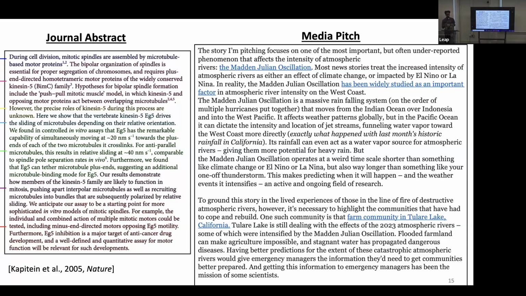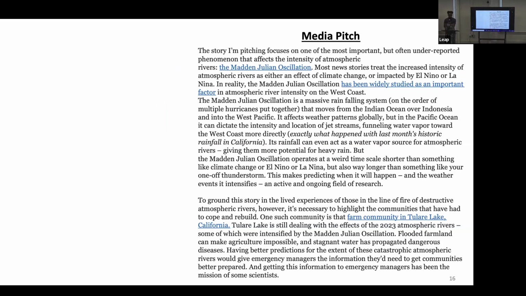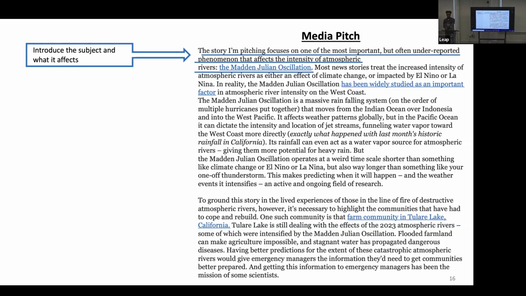But a media pitch is the same thing. You want to get people invested and say, hey, here's why you should care. Here's what the science is. Here's how it helps people's lives, X, Y, Z, A, B, C, right? And I think the general abstract does that, but for a more localized audience. So with that in mind, I'm going to break down a media pitch the same way we broke down an abstract just now, right? At the top, I'm introducing the subject. I'm saying, here is what's going on. In this case, the MJO, the Madden-Julian Oscillation, impacts atmospheric rivers. That's the subject right there up front.